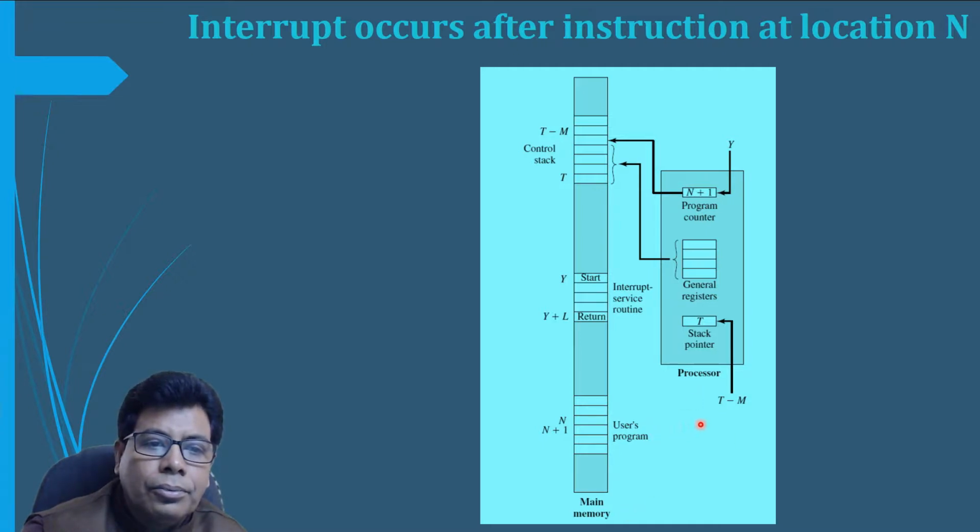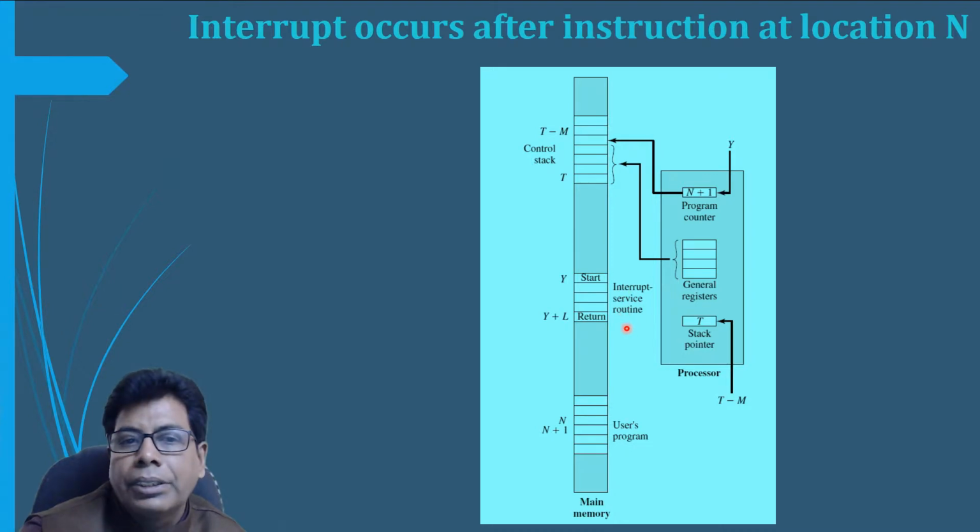So after, say, location n, the interrupt occurs. So here at n plus 1, this will take place. The program counter will be saved here using the control stack, and then the general registers are also saved here. And then the interrupt service routine will start.